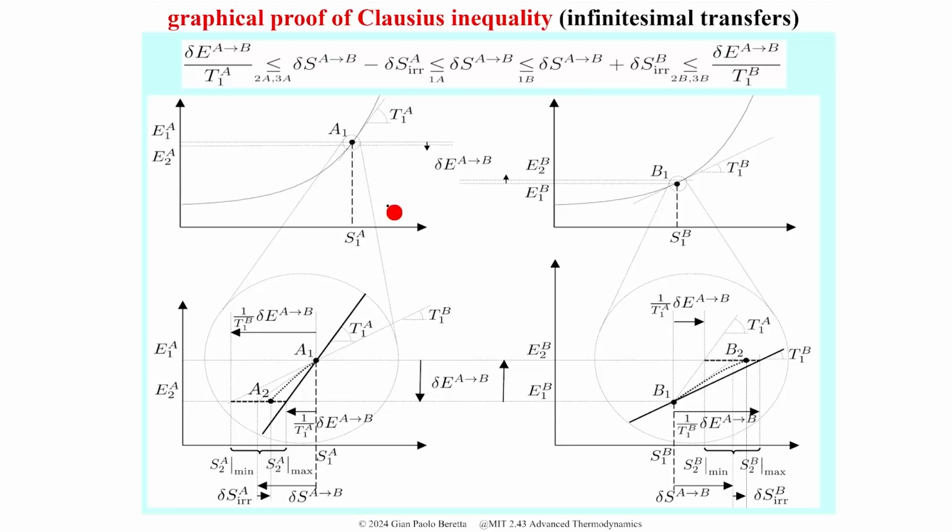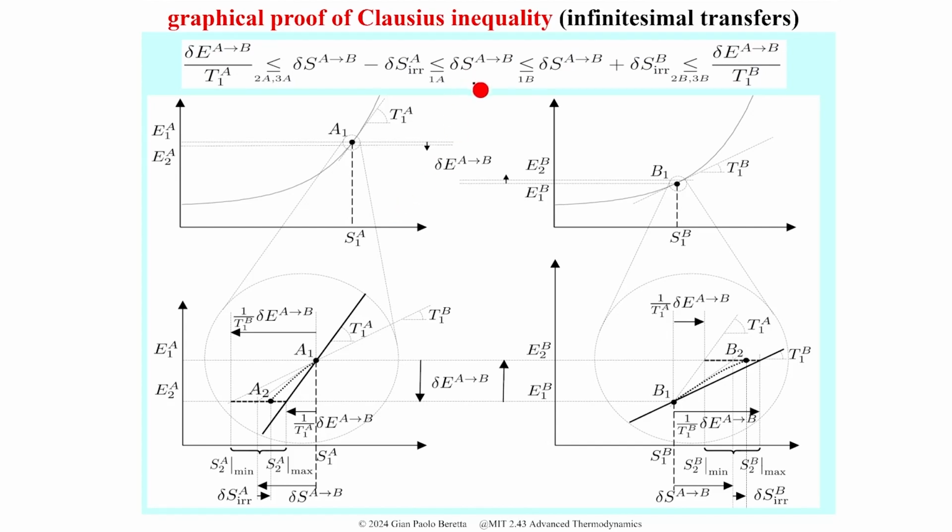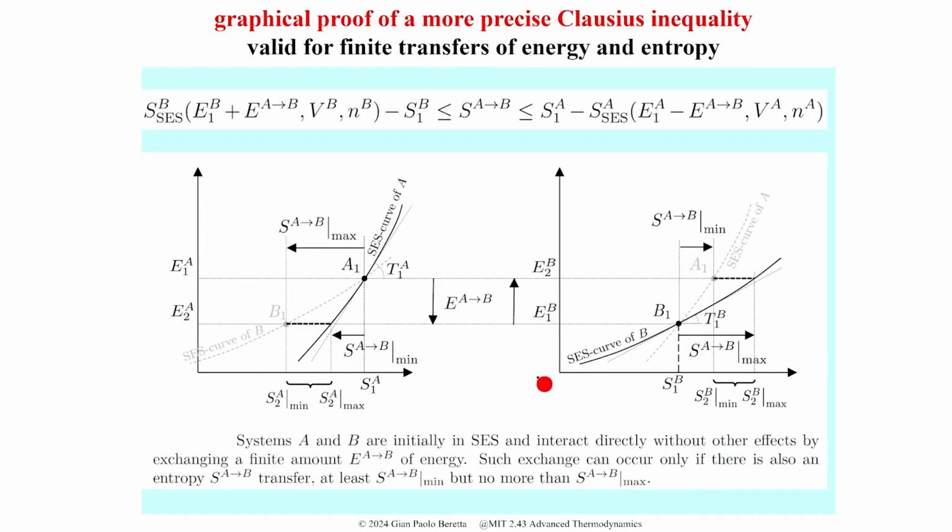All right, so this is a complicated picture that I'll spend another couple of days playing with PowerPoint, but it does provide a geometrical explanation of this train of inequalities, essentially showing that the entropy change, or actually the entropy transferred, is between a minimum and a maximum value that is related to the slopes, the local slopes of the stable equilibrium states of the two systems A and B.